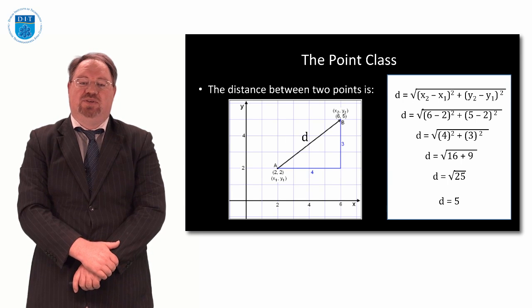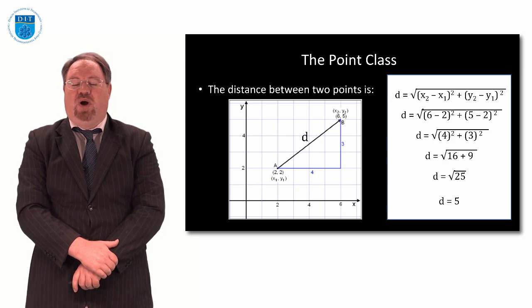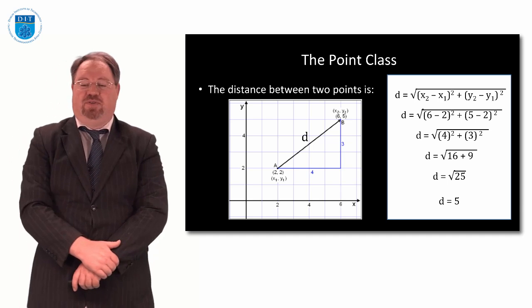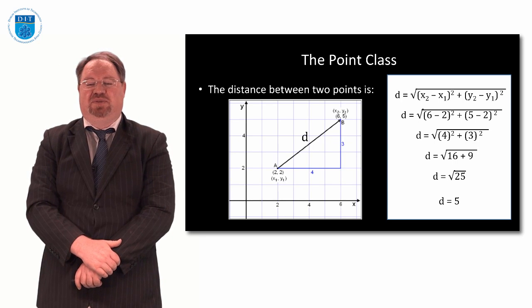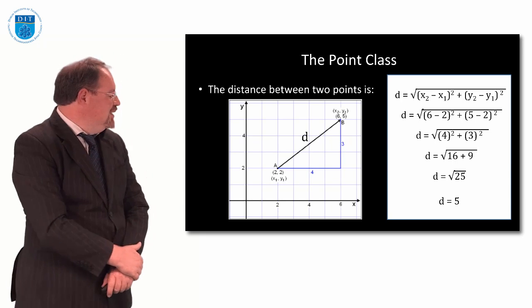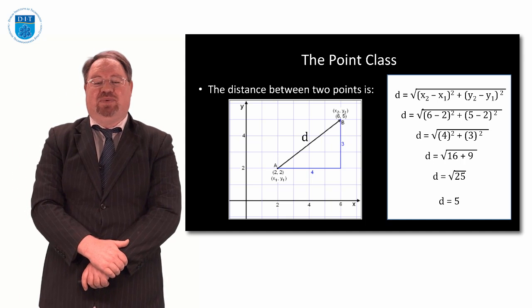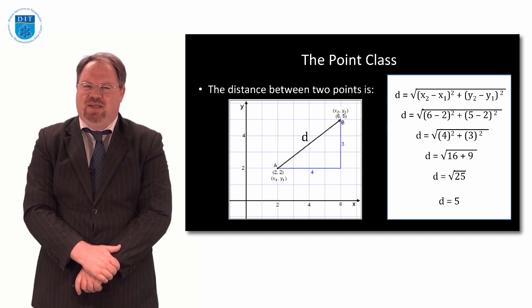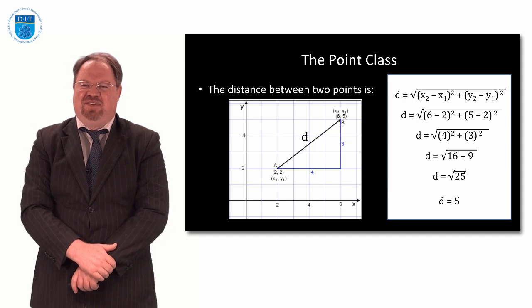So x2, 6 minus 2, is 4. And y2 minus y1, 5 minus 2, is 3. So if we square 4 and add the square of 3 to it, we know what we get. We get 16 plus 9, which is 25. And we get the square root of that, then we find out that D is 5. If you can't remember this, have a look at your maths books.